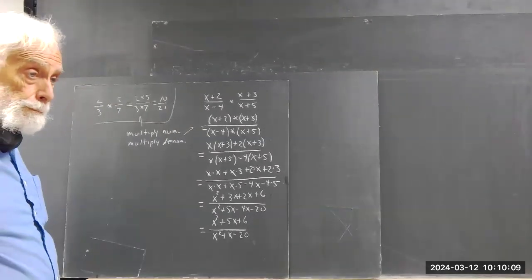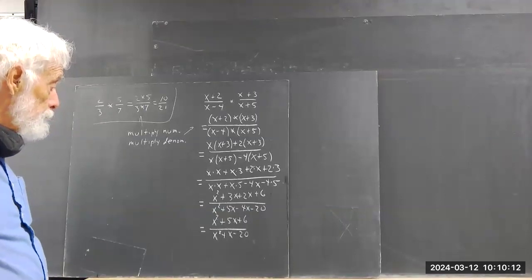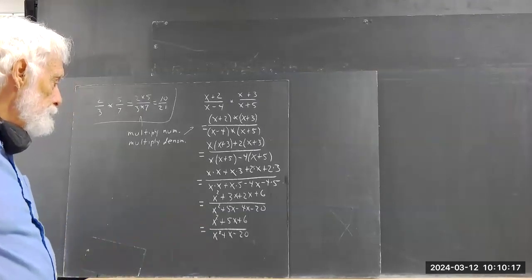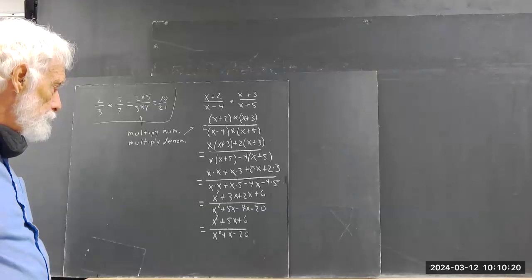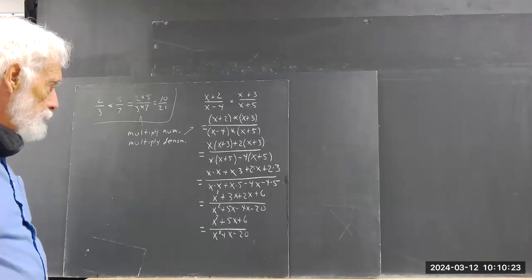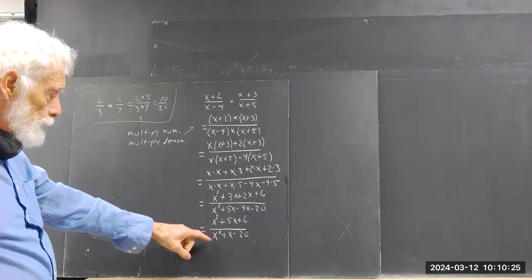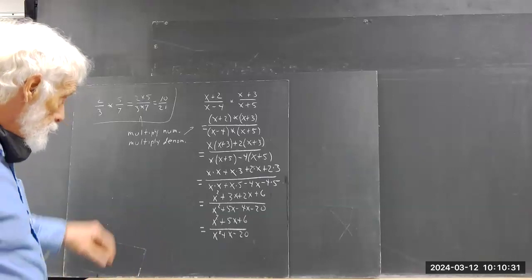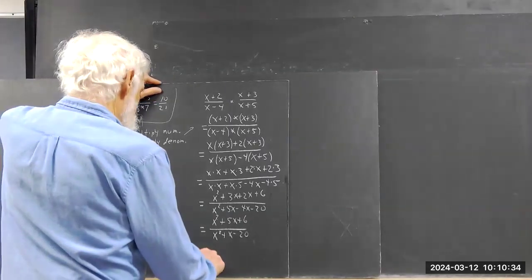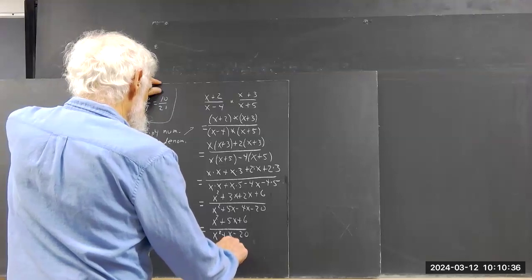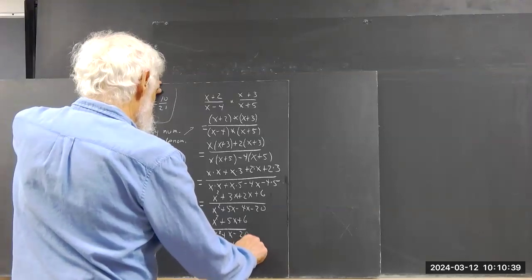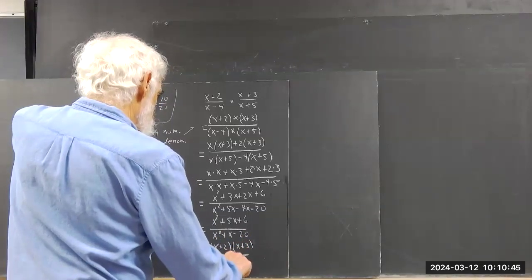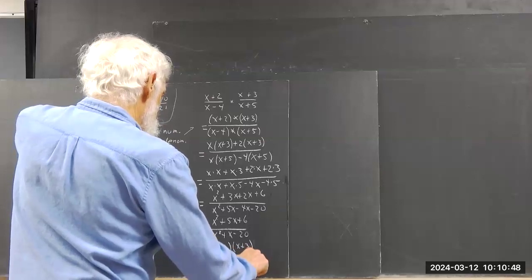Okay. And here we have it. It turns out that in this case, the numerator factors and the denominator factors. So we would go on and write this as 2 times x plus 3 over x plus 5 times x minus 4.